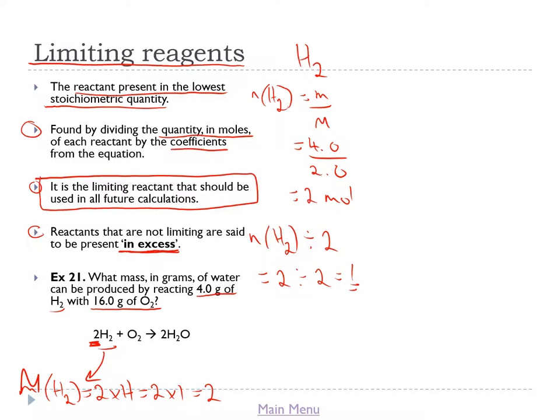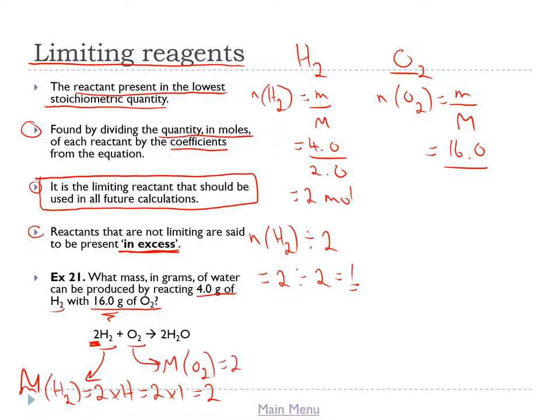Now, next one we're going to look at is oxygen, so O2. Again, same start, we're going to calculate the number of moles of O2 equals mass over molar mass. Our mass of oxygen is 16. We need to do our molar mass of oxygen. The molar mass of O2 equals 2 times O equals 2 times 16 equals 32. So we're going to do 16 divided by 32, and that equals 0.50 moles of oxygen, or O2.